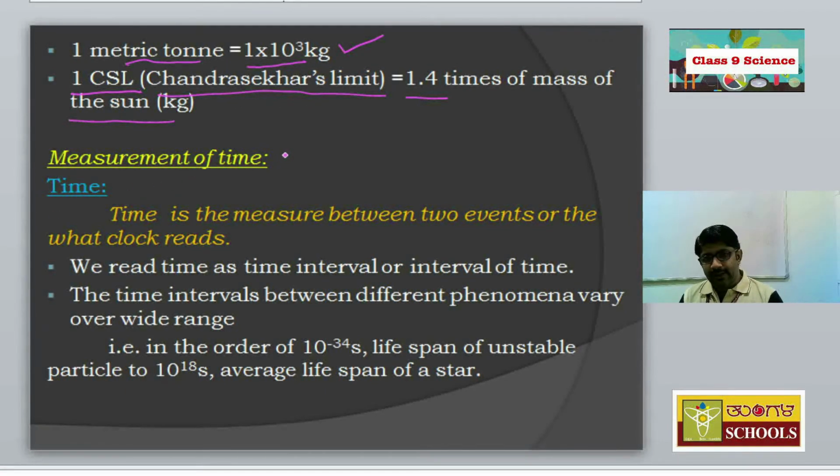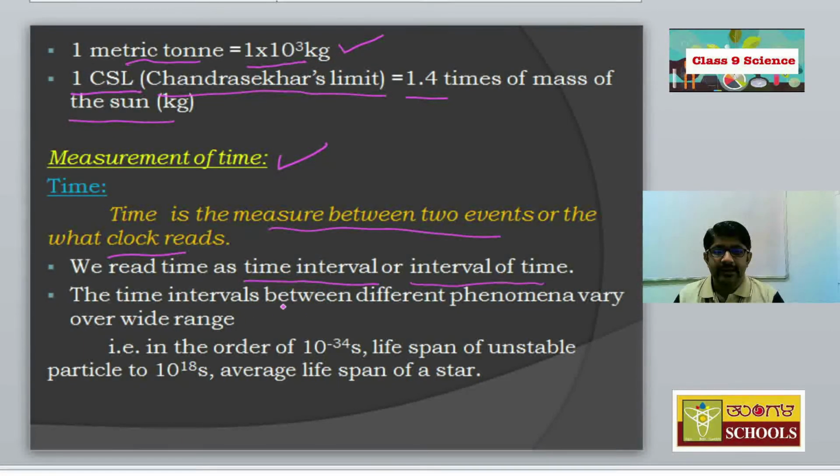Next part is the measurement of time. Time is a measure between two events, or what the clock reads. Remember the definition of time, which is a very complicated thing in physics. Anyway, time is the measure between two events, or what the clock reads. We generally read time as a time interval, or interval of time.